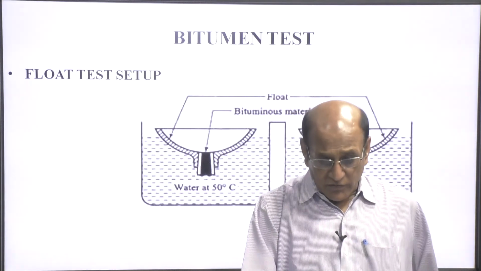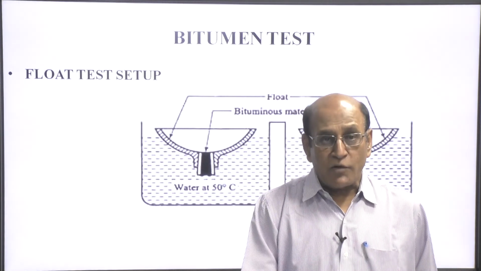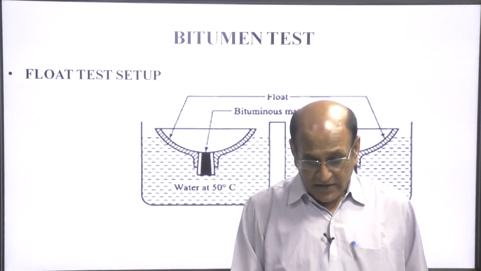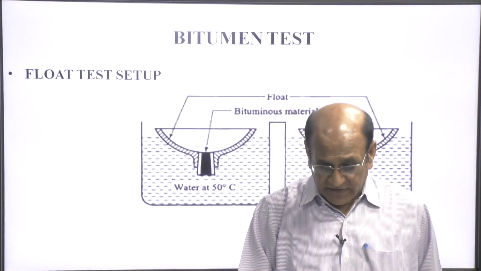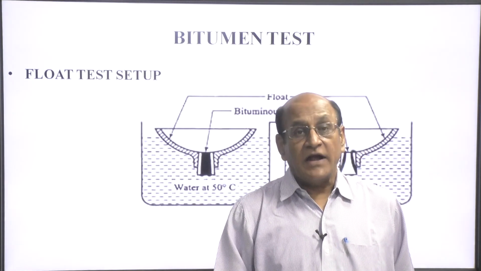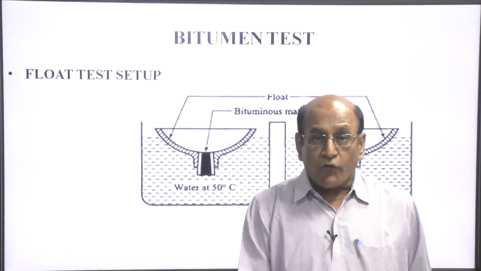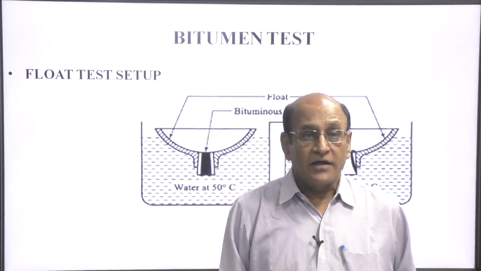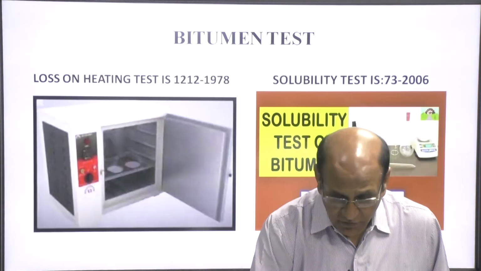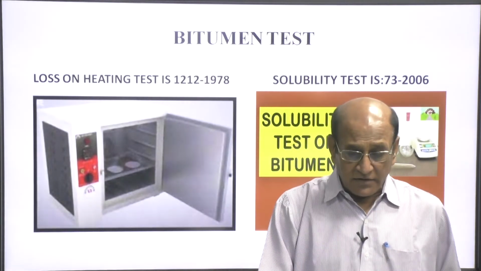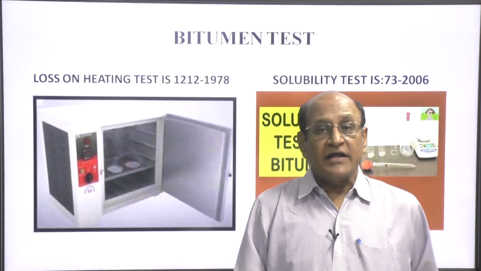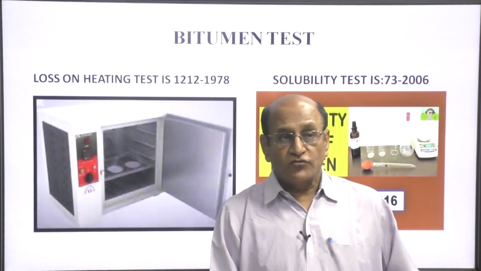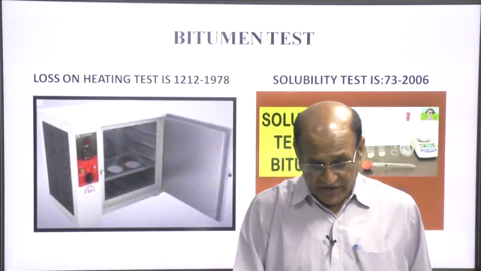This is the float test. There is a brass and aluminum collar in which the sample is kept, and it is placed in a water bath at 50 degrees and forced water comes up. That time gives the float value. This is the loss on heating test: if you heat the bitumen, the volatile material will escape into the air, so the difference in weight is the loss on heating.